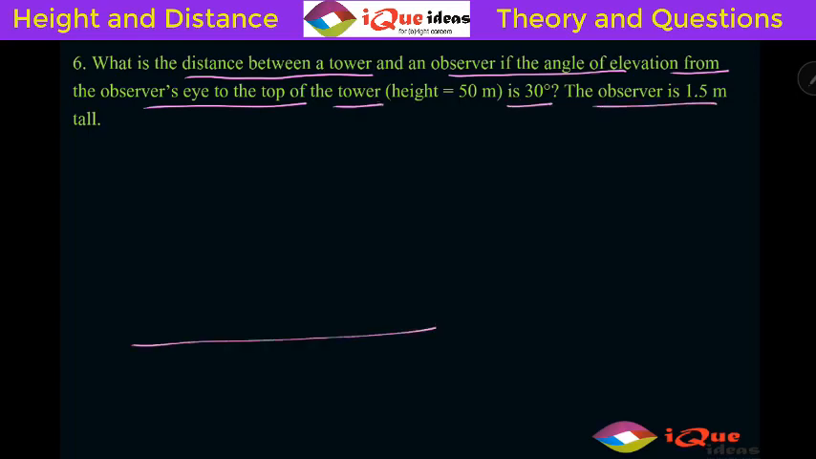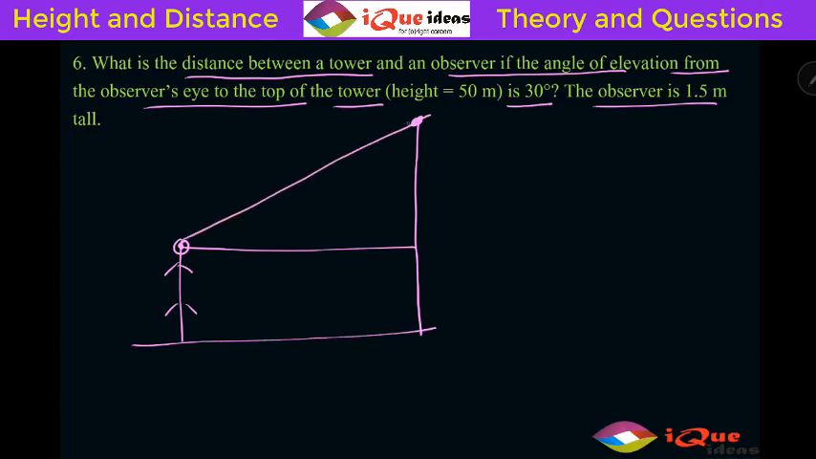So first let's try and understand the question. Let's say this is the observer and he's watching from his eyes. He always has to see horizontal, right? So his line of eyesight will always be horizontal. And suppose there is a tower, right? When he looks at the top of the tower, this is the line of eyesight to see the top of the tower. And this will be the angle of elevation.